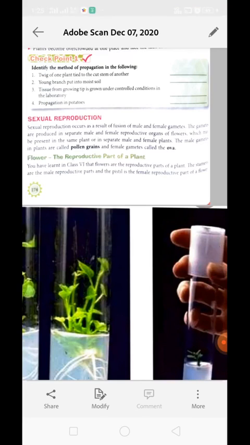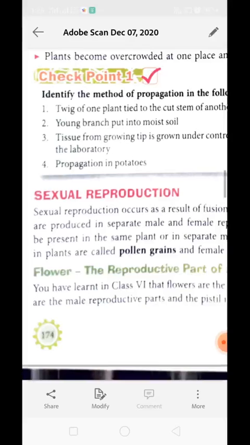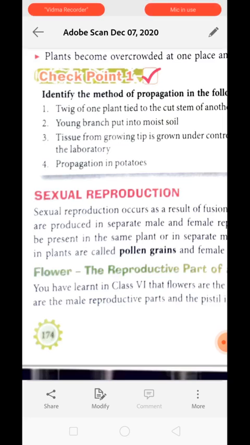Sexual reproduction occurs as a result of fusion of male and female gametes. Whenever sexual reproduction is taking place, we need to have two parents, one male and the second one female. Both of the organisms, male and female plants, will provide their own special cell, and that cell is known as gamete.